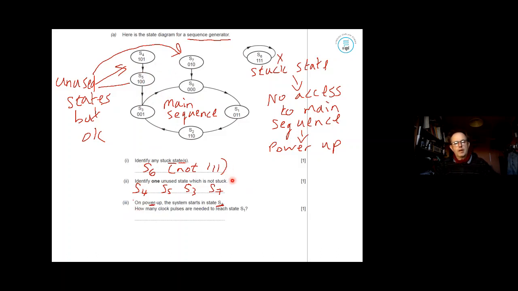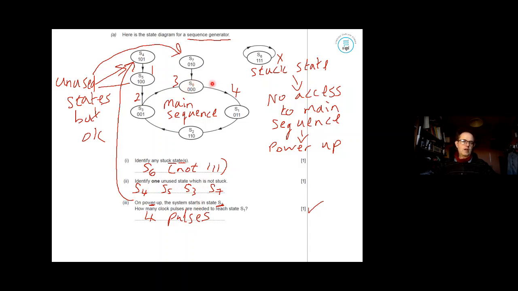So it's on power up. If the system should start on S4, when you've turned it on in the first place, for a sequencer, the first pulse will take you to the S5, second pulse will take you to S3, third pulse into S0, and then the fourth one will take you into S1. So you've got 4 pulses.